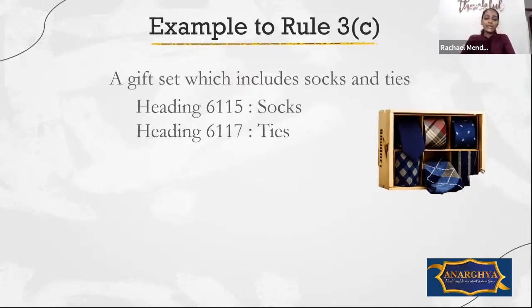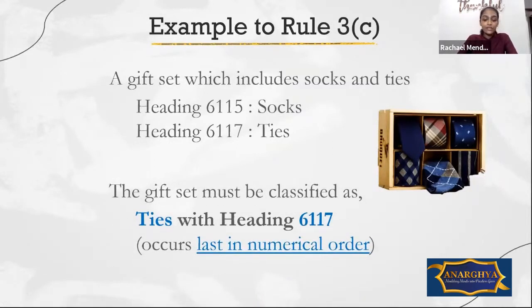But both of these are equally essential in a gift set. So what do you do? Rule 3C says list the headings. And as you see, the headings are listed here. You need to now classify on the basis of the heading which comes last in the numerical order. So in this case, it would be heading 6117, which is for ties. So classify it with the heading of ties. The entire gift box will be classified with the heading of ties.